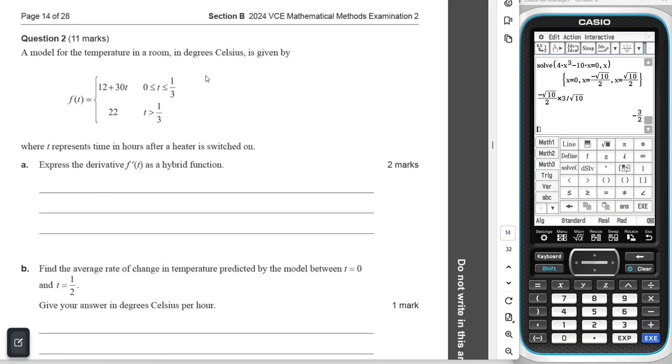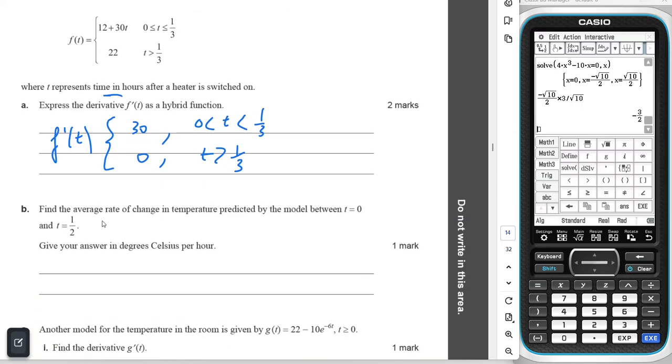Okay, question number 2. We have the temperature in a room for the first third of an hour after the heat is turned on. Express the derivative as a hybrid function. So that's going to be 30, and that's going to not equal the endpoint because you can't have a derivative on the endpoint, and that's not equal to 1/3.